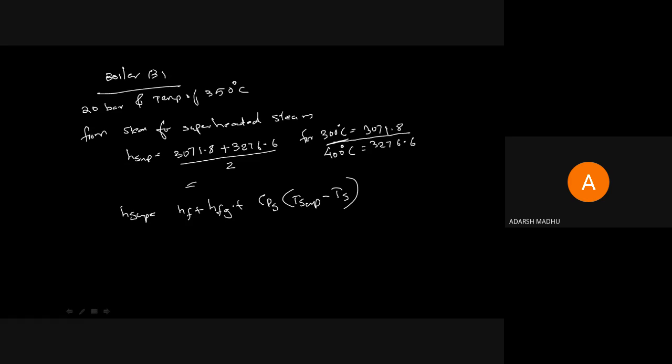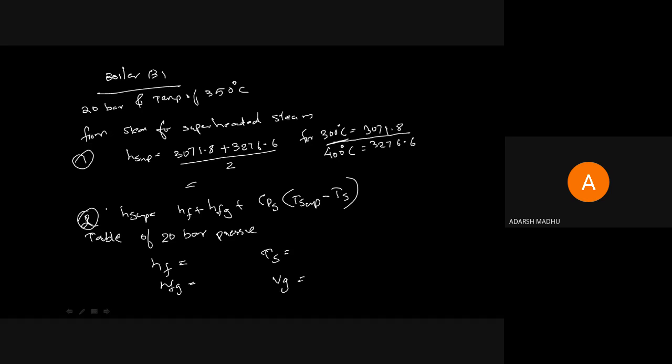So for this purpose, we want to know the value for HF, HFG and Ts. So take the table of 20 bar pressure, and find the value for HF, HFG and Ts. Easy, we can use either of the two methods, the first one or the second one.